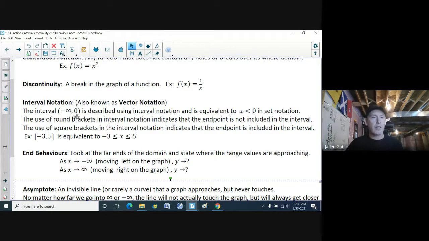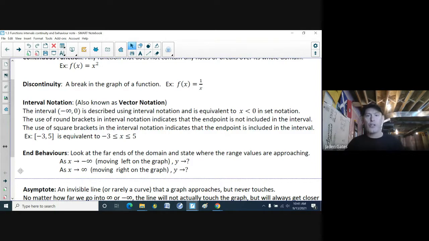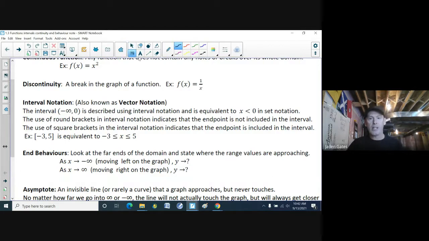Negative infinity to 0 is described using interval notation and is equivalent to just saying x is less than 0, which is called set notation. Now, I don't care which notation you use. I just want to expose you to both types of notation. All right, so again, the use of round brackets in this interval notation indicates that the endpoint is not included in the interval.